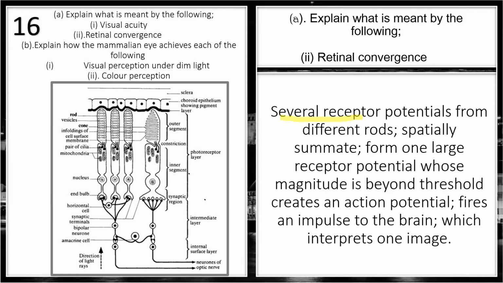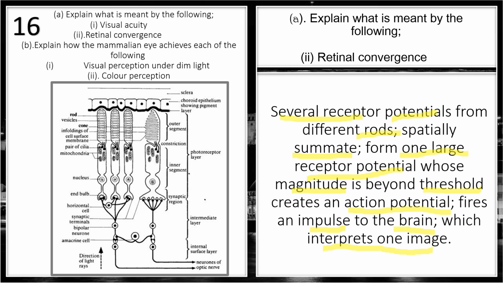Several receptor potentials from different rods spatially summate, form one large receptor potential whose magnitude is beyond threshold, creates an action potential, and fires an impulse to the brain, which interprets one image.